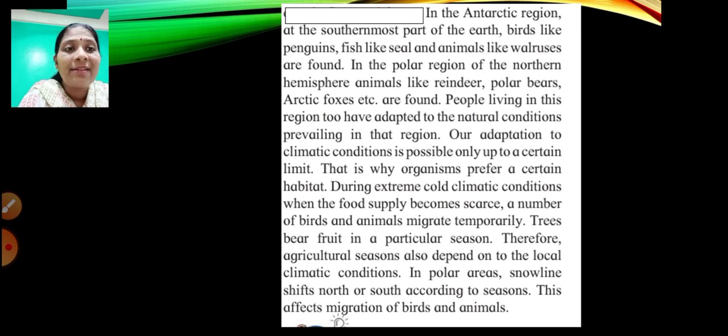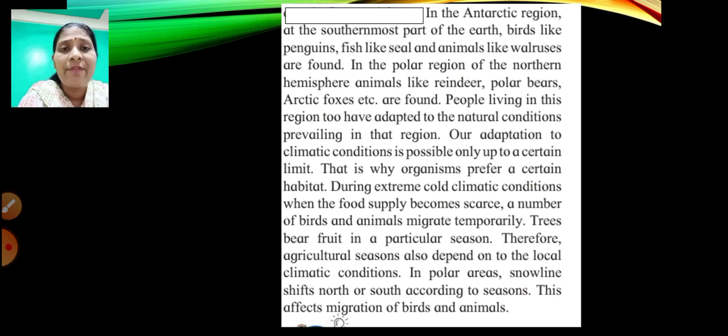So that happens when the animals and birds cannot live in those extreme cold climatic conditions. So in search of food and also for a better place to live in, on a temporary basis, they migrate from one place to another. Trees also bear fruit for a particular season. Therefore, agricultural seasons also depend on the local climatic conditions. In polar areas, snow line shifts north or south according to seasons. This affects migration of birds and animals.